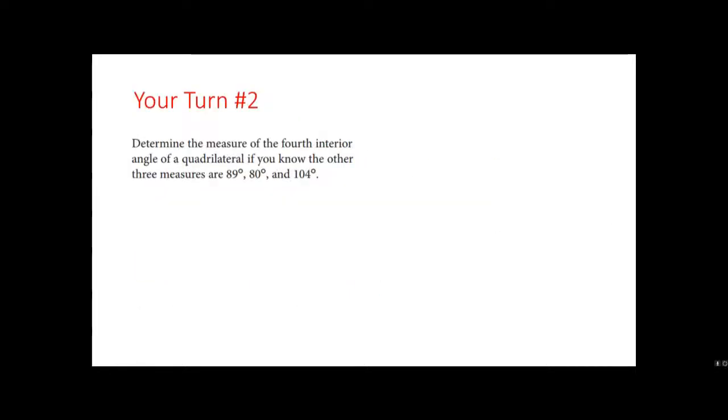So, your turn number 2. Determine the measure of the fourth interior angle. A quadrilateral means 4, so you can just draw any quadrilateral you want. That's a terrible quadrilateral. It should be a little bit more straight there. Basically, you have one angle that's 89 degrees, another one that's 80 degrees, and you have 104 degrees, and you're just asked to find the missing angle.